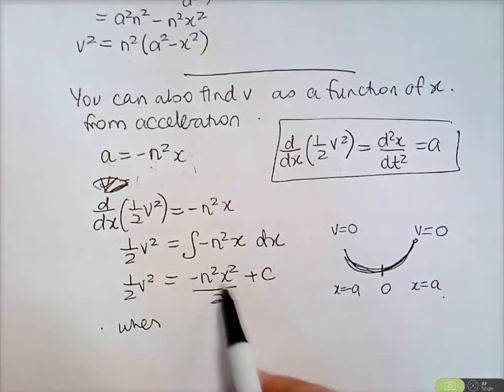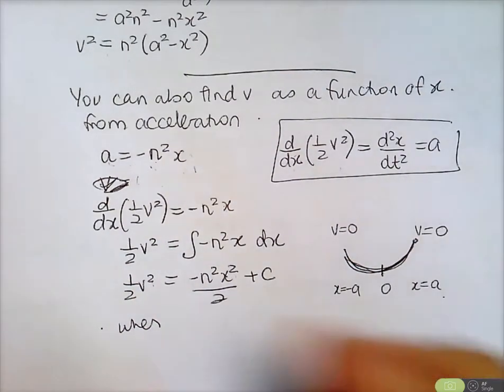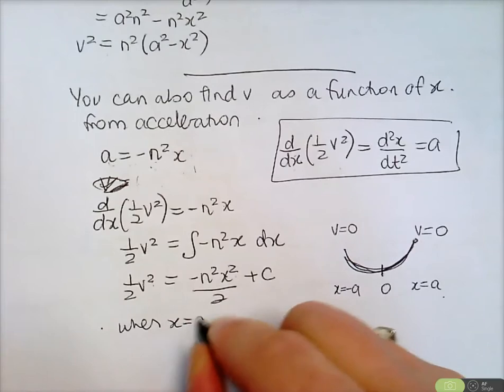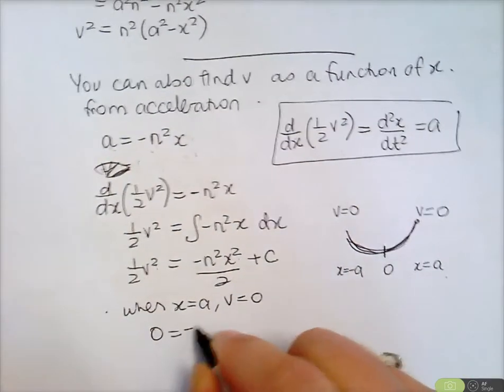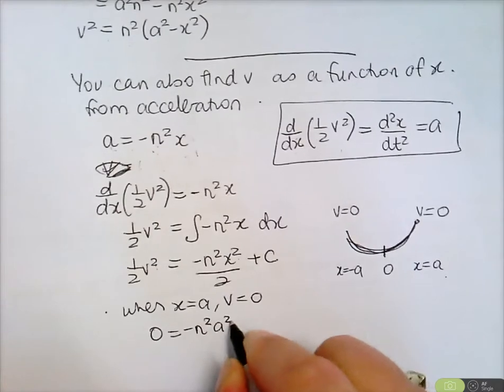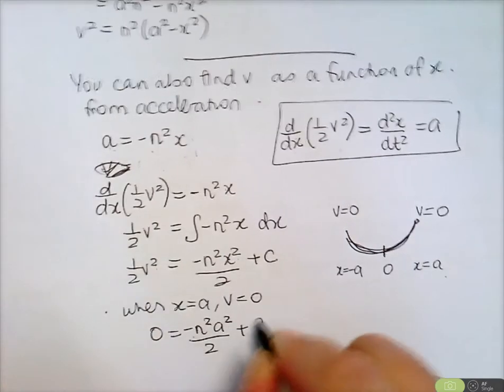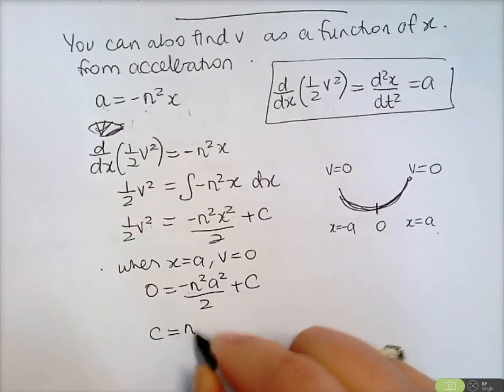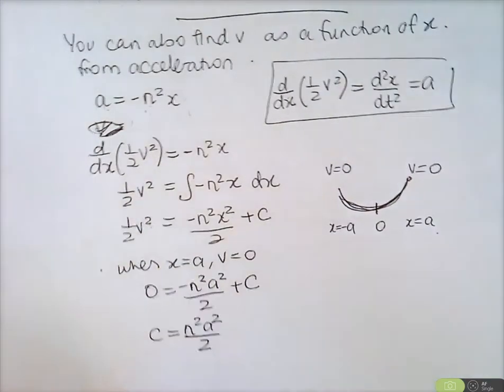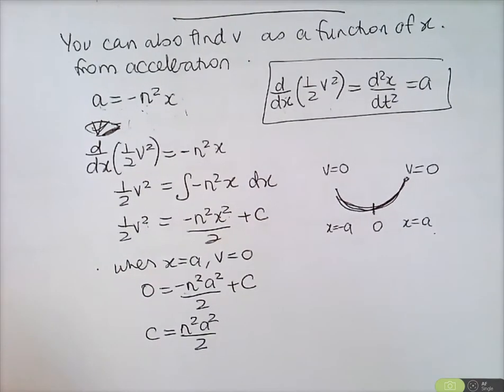So remember, we need to make the substitution for x and v to find c. When x equals a, v is 0, so we get 0 equals negative n squared a squared on 2 plus c, which means that c equals n squared a squared on 2. Are we okay?